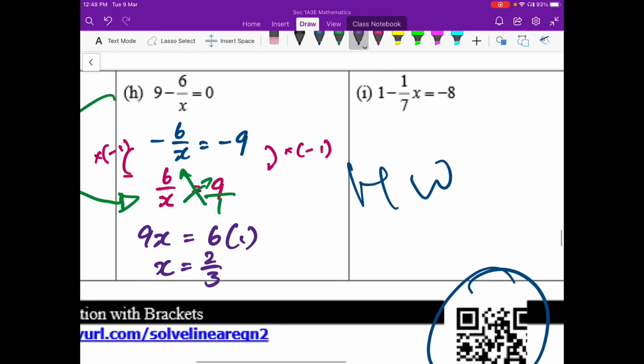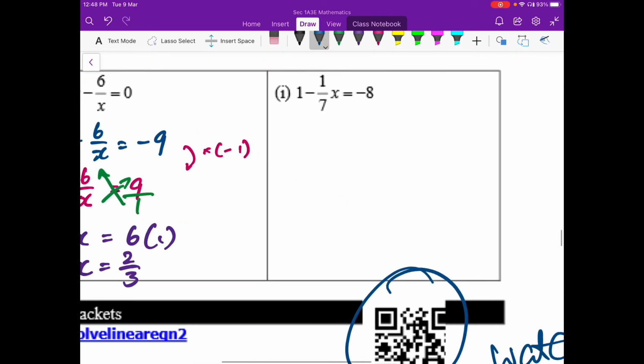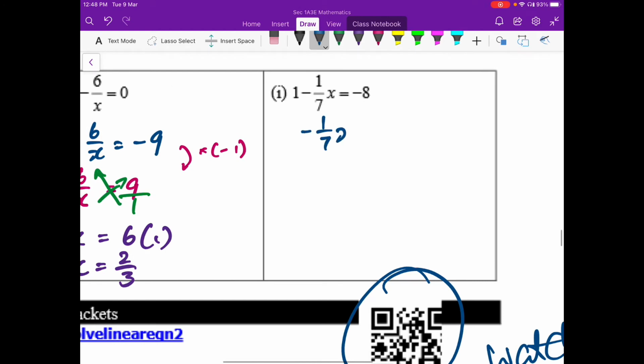The last question in this portion. So we subtract 1 on both sides. Negative 1 over 7x is negative 9. Times negative 7. Okay, so x equals 63.